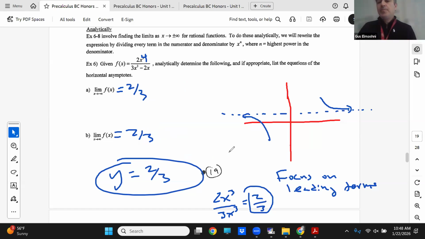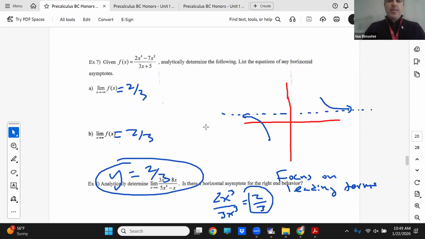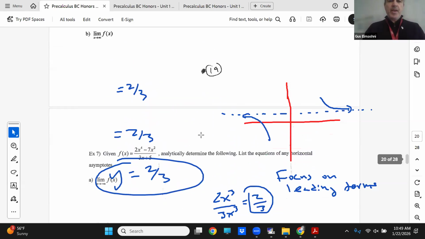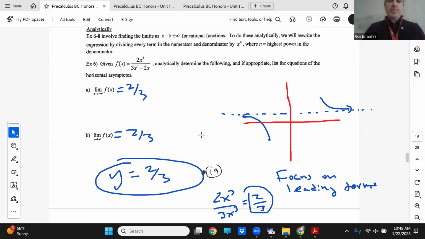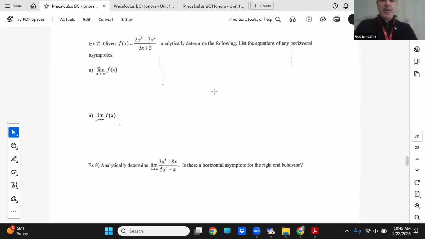If I ask for it, sure. But in this case there's no horizontal asymptote. So let's look at another case here. Now we're going to do this analytically, because here we just looked at it from more of a graphical perspective. Here's how you're going to do this analytically.